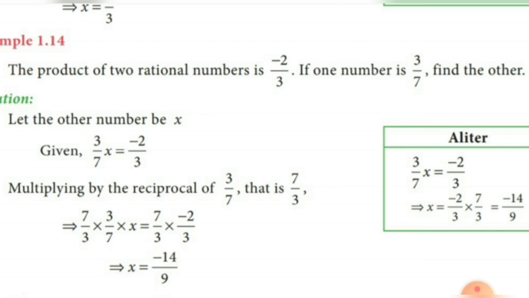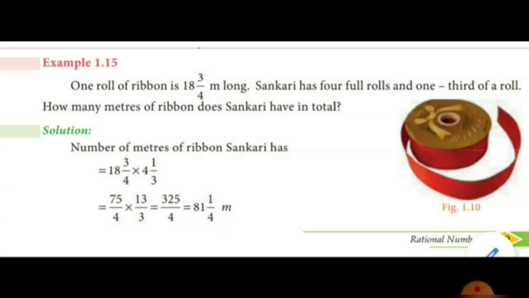Another method. Mostly we are following this Aliter method only. If you are getting confused, you do this method. Children, the only way to learn mathematics is to do mathematics. So you have to do these sums in your rough notebook. Then only you can do the sums. Next example.